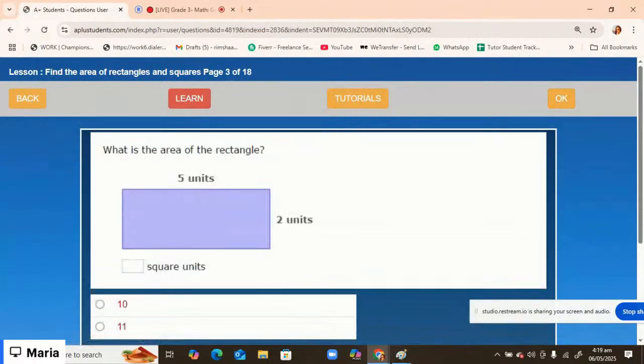What is the area of this rectangle? 5 units and 2 units. Now everyone tell me. So this is 5 times 2 is 10. Good.